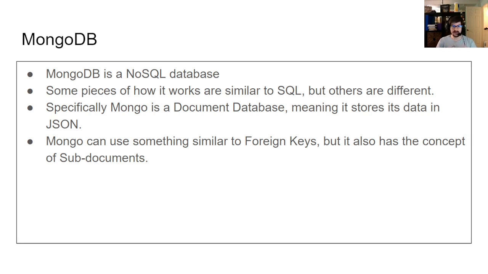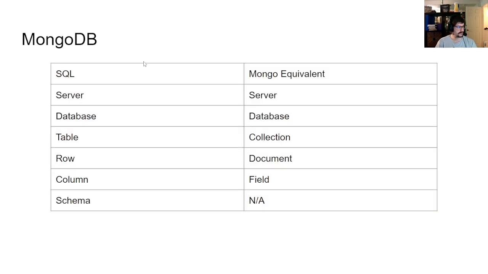Mongo does have the concept of foreign keys, but it also has the concept of subdocuments. It doesn't really have actual foreign keys, but it does have something that's kind of similar to foreign keys. On the left-hand side here, we have a list of terms in SQL, and on the right-hand side, we have a list of terms that are the equivalent in Mongo.